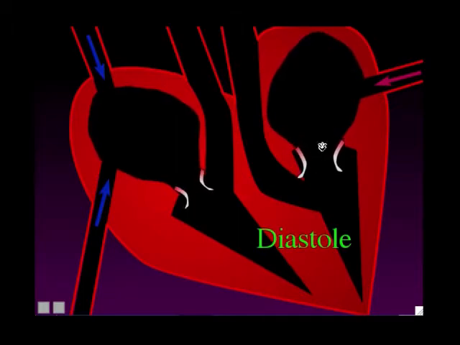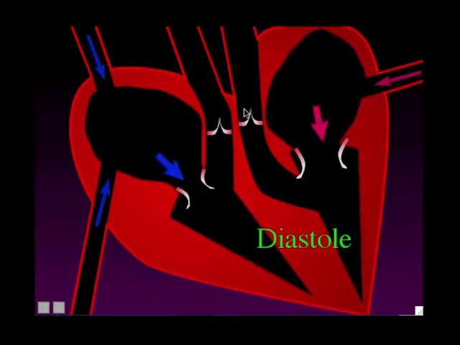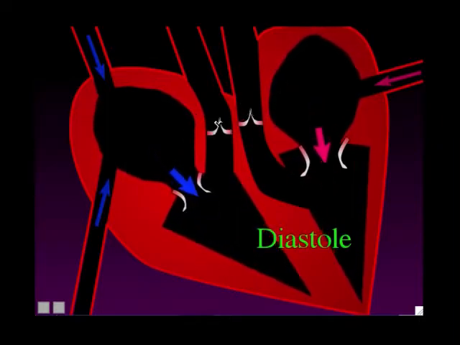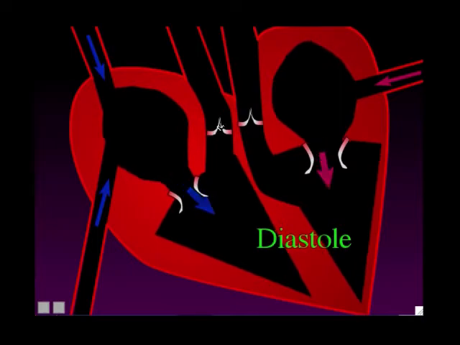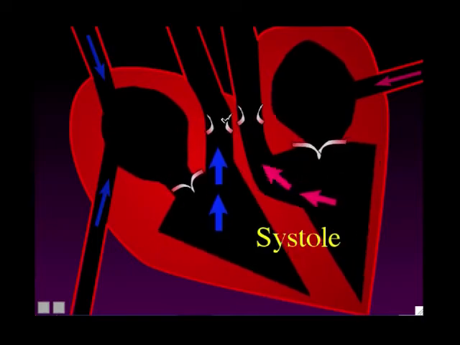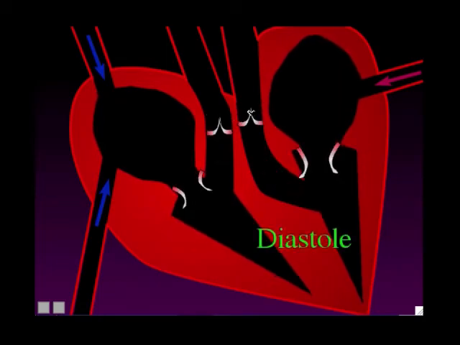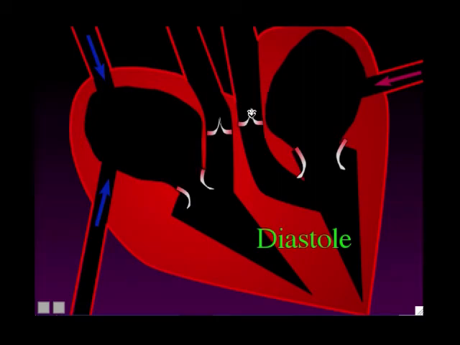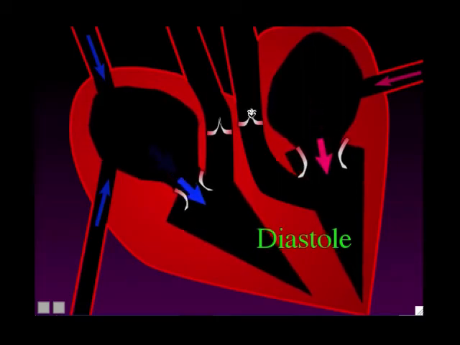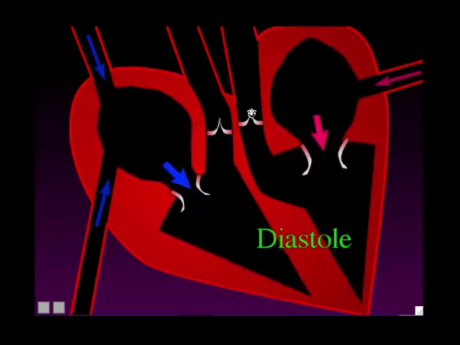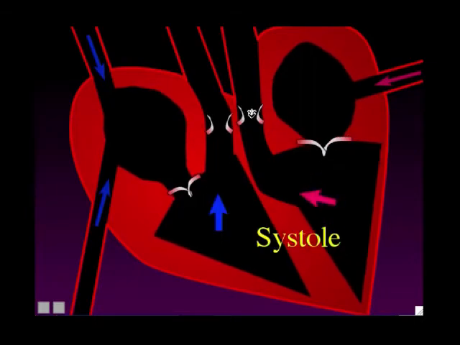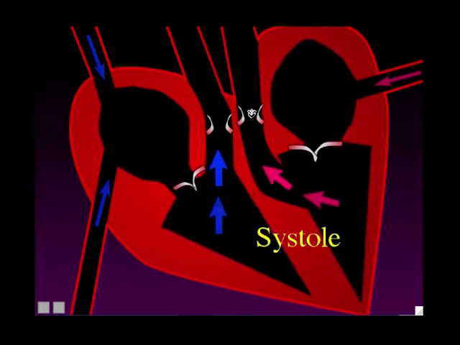And you also have another pair of valves here at the exits of the ventricles. These are called the semilunar valves. So this is the right semilunar valve, and here's the left semilunar valve right there. Your two AV valves and your two semilunar valves are constantly opening and shutting to make sure the blood only flows in the correct direction.